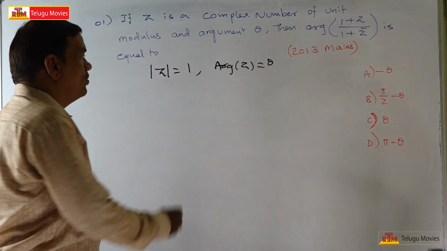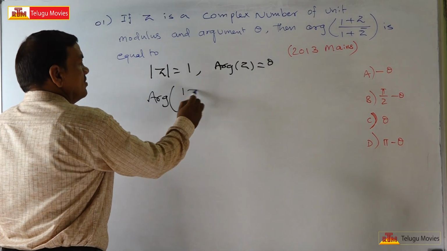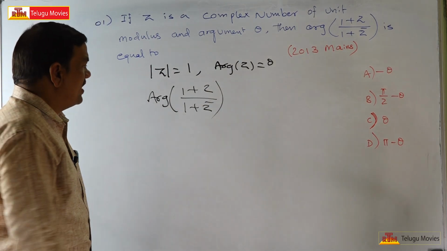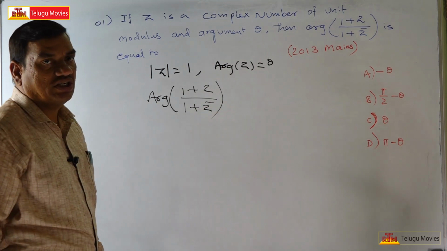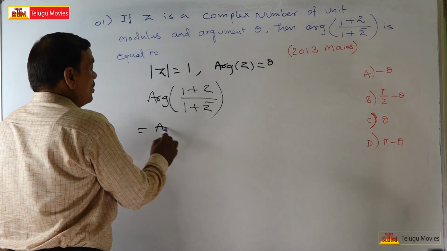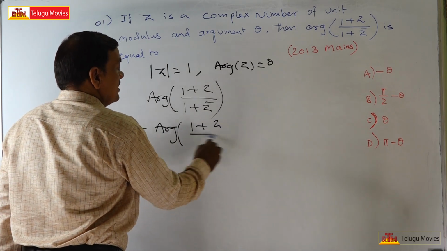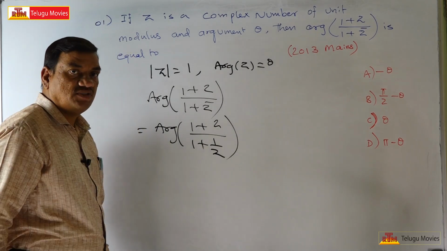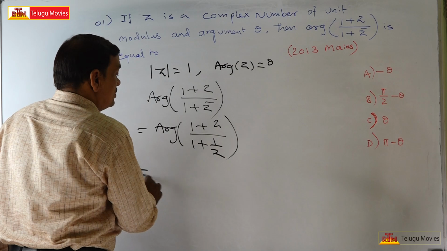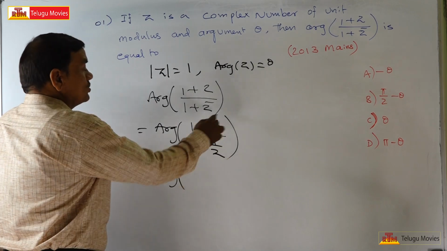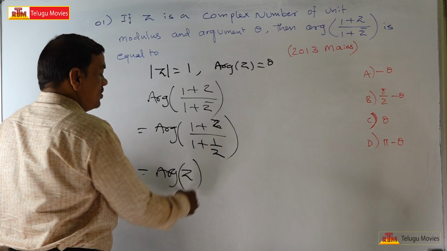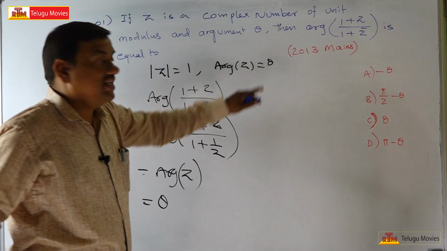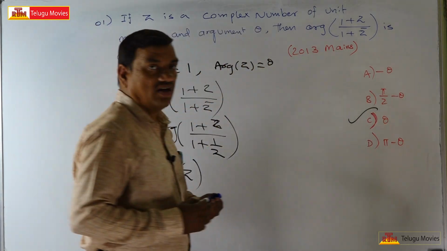Now we are asked to find the argument of (1 plus z) upon (1 plus z conjugate). Very easy problem. It was asked in 2013 Mains. You can write z conjugate as 1 by z. If you simplify this, 1 plus z will cancel, and again you will get the argument of z. The argument of z is given as theta. So option C is your right answer.